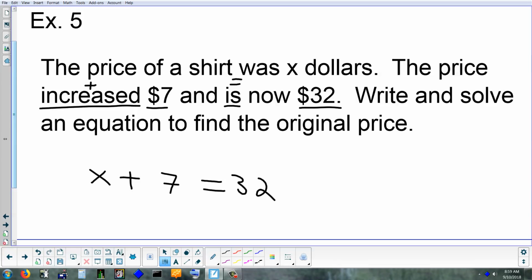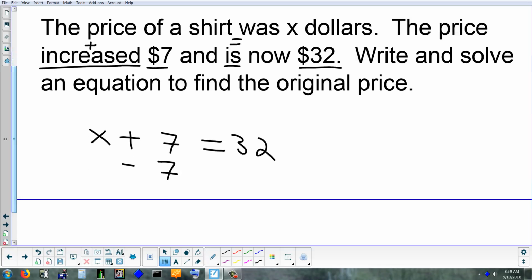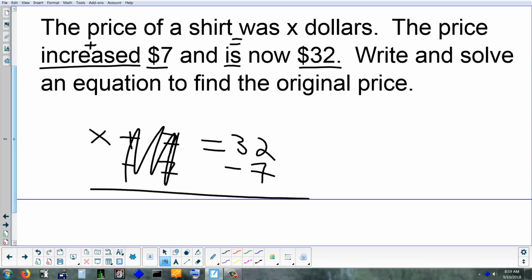So Alex, what do I have to do now to both sides? Subtract 7. Yep. Subtract 7. And David, 7 minus 7 gives me... Just cancels out. That's gone. Then what's on the left-hand side now? X is on the left. Equals. And 32 minus 7 is going to give me 25.